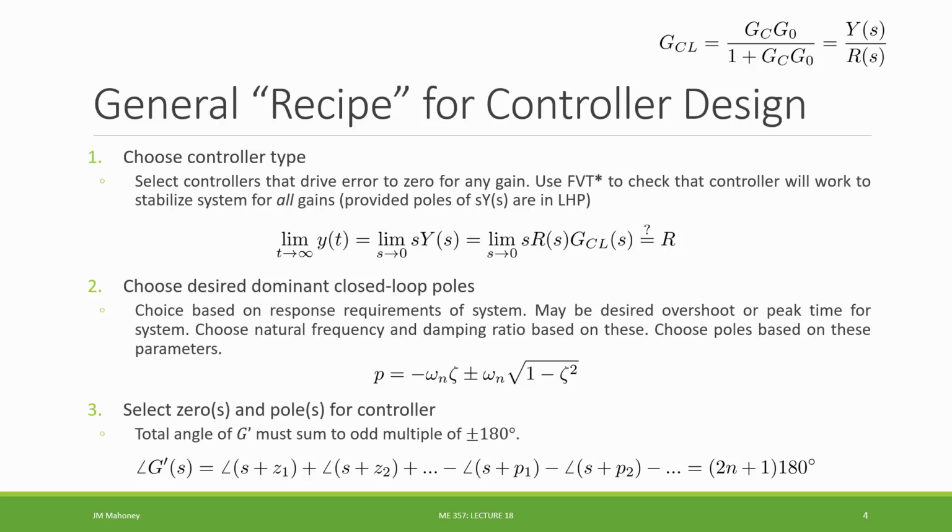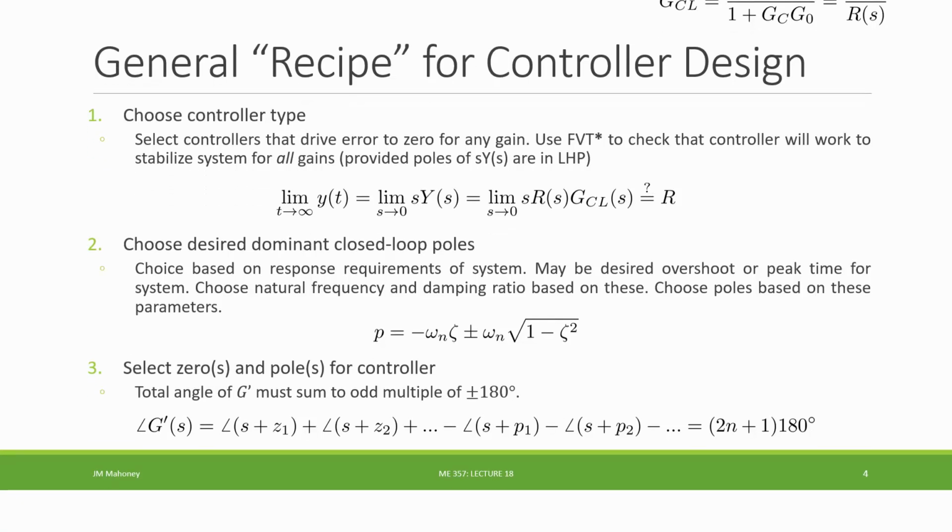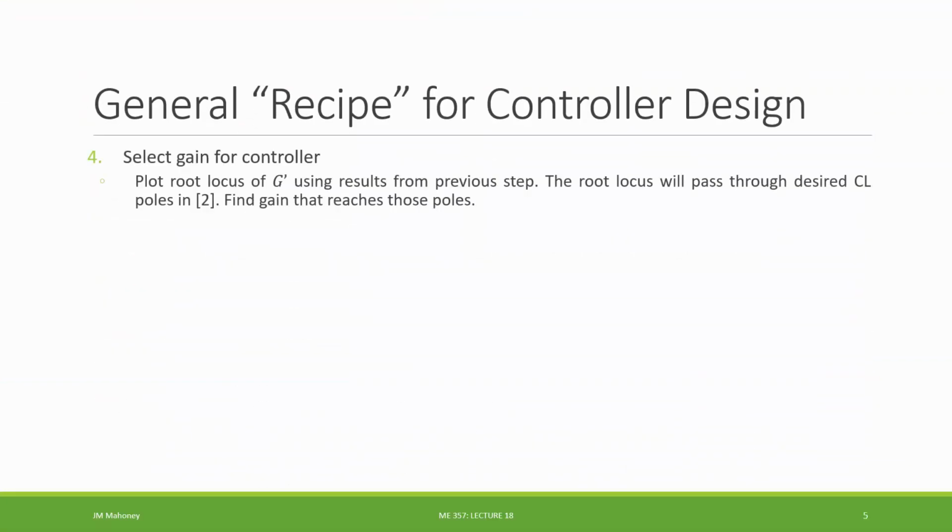At this step, our controller has the zeros and the poles, but we don't know the gain we're going to need for our particular controller. So in the next step, we're going to find what that gain is. We have that g prime, we insert the zeros and poles from the previous step, and now we're going to make a root locus using this g prime.